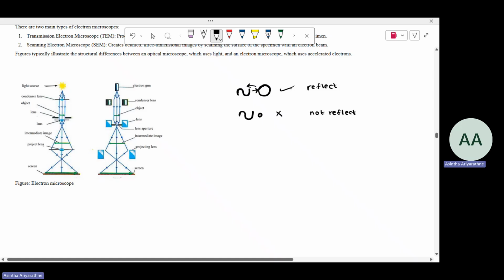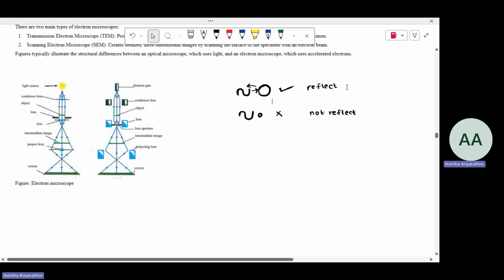And it would get reflected. So it would not reflect if the wavelength is higher, very high. If the wavelength is larger than the object which is being observed, it would not be reflected. So it cannot be seen. Right, so visible light only.